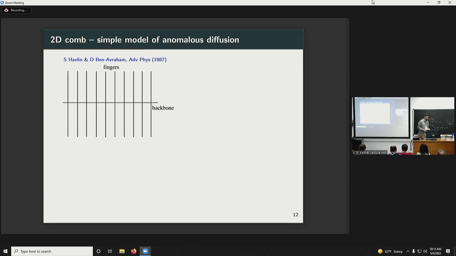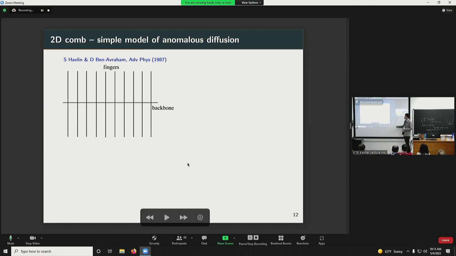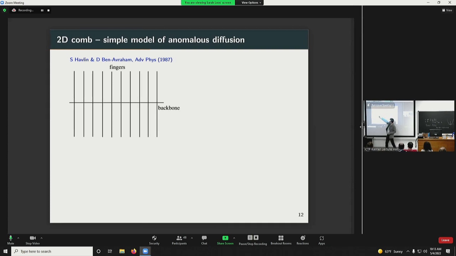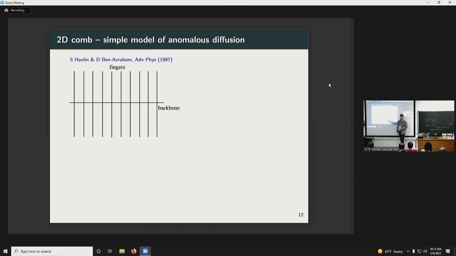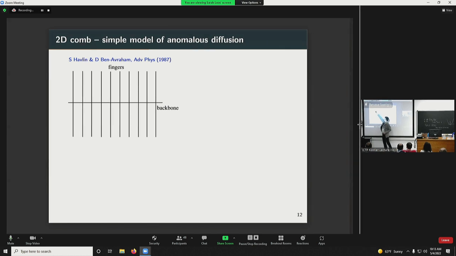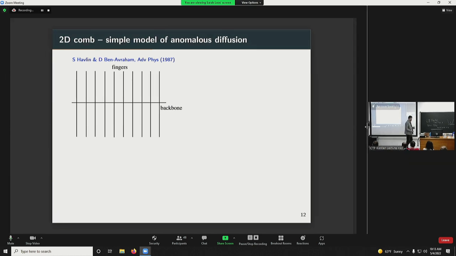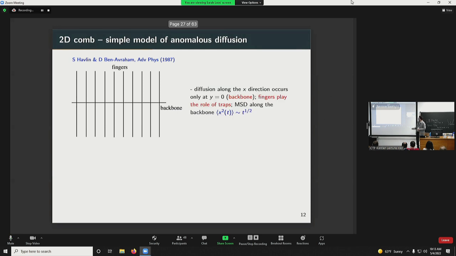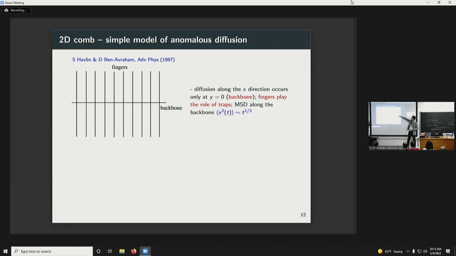And such anomalous diffusion can be observed if we consider diffusion in the so-called comb structure, which means that the particle moves in the x direction, but then can be stuck in the fingers of the comb. And when the particle returns back to the backbone, it can continue to go in the x direction, but the particle from here cannot jump here. So because of these geometric constraints in the system, we see that the mean square displacement along the backbone is t^1/2, because the returning probability of a Brownian particle to come back to the backbone is t^-3/2.